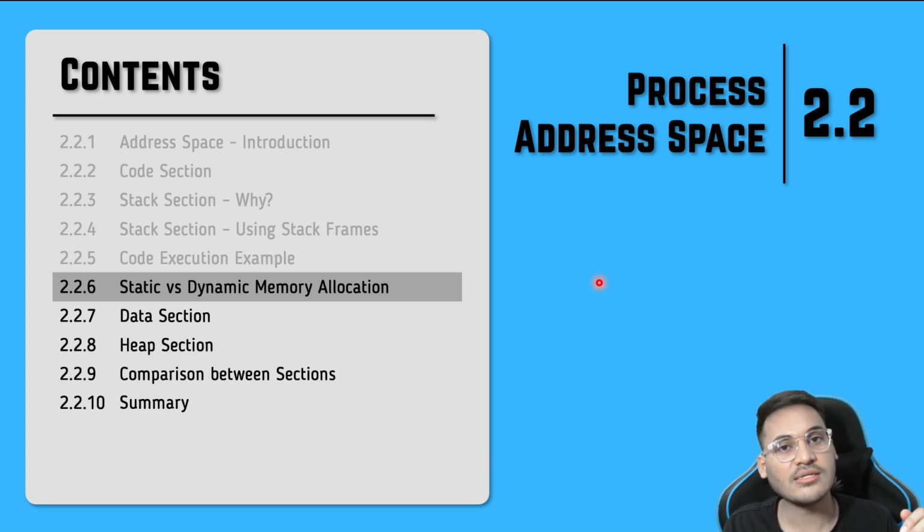The process address space has different sections. We have already talked about the code and stack section. Before we start talking about the next sections, that is data section and heap section, there is a very crucial concept that we should be aware of. We should know what is static and what is dynamic memory allocation, and what are the differences between them, because they will be required to understand what the data section contains, or why we need the heap section, right? So that is why in this video we are going to study what is static and dynamic memory allocation, and what is the difference between them. So without further ado, let's get started.